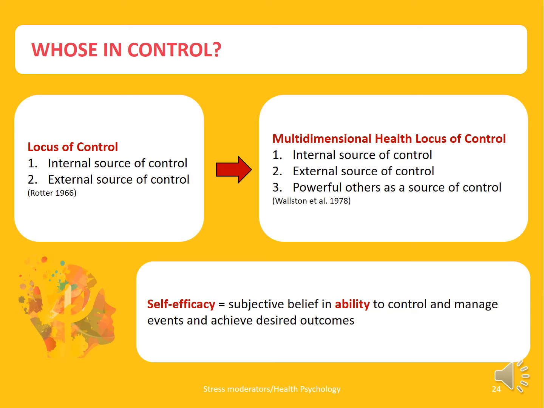On the other hand, there are people who believe that the problem is solved by itself or someone will solve it for them. The locus of control is located outside. Each of us falls somewhere between these two poles. Later on, this theory was adapted into the multidimensional health locus of control scale by Wallston and colleagues, which, in addition to the internal and external locus of control, has also added the aspect of powerful others as a source of control.